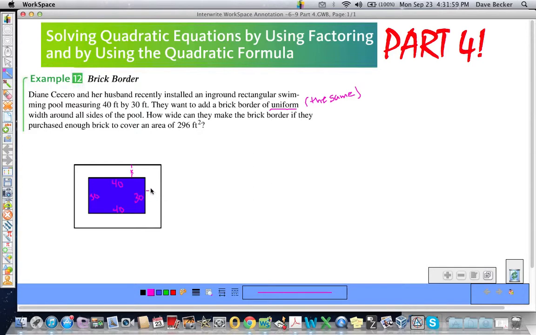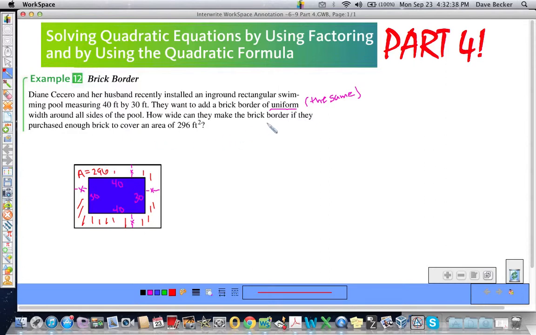Okay, and so since it's the same width all the way around, this is x as well, this is x as well, and this is x too. Okay, so it's all x all the way around. What else do we know? The brick is going to be 296 square feet. So all this stuff in here, all the brick, pretend that's brick. Just humor me, okay? So all of this is brick. This area, the surface area of the brick, has to be 296, okay?